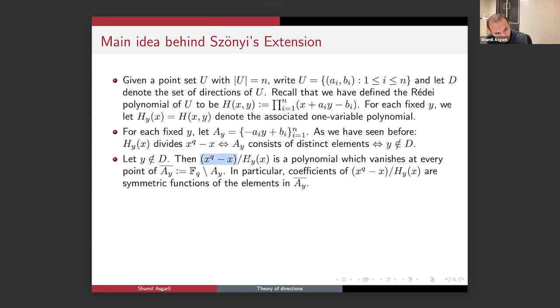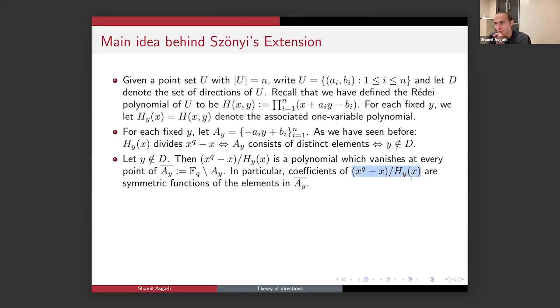So you can look at the ratio. The ratio is a polynomial. And it is going to vanish elsewhere, away from A_y, by definition, because H_y(x) vanishes at these points because of its definition. These are the roots of H_y(x). But what does it mean for a polynomial to vanish at every point? That means that if you write down the roots, then the coefficients are going to be symmetric polynomials in the roots. So the coefficients of this ratio.